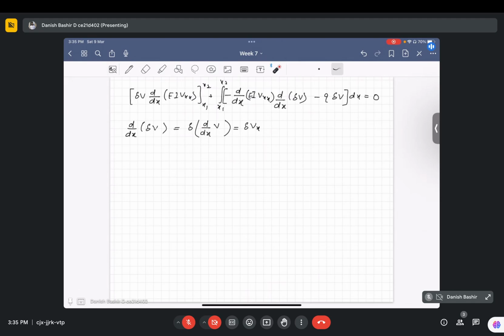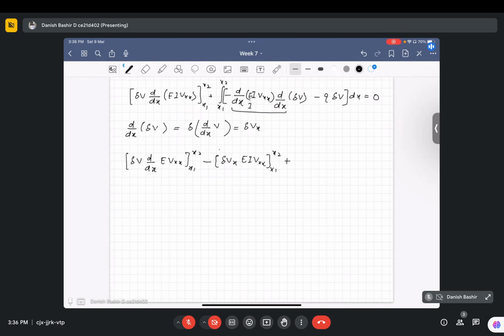If we use that, we will get the same thing back first: the variation of v times d by dx of EI vxx from x1 to x2. Then minus, this term we again have to integrate by parts. We will again integrate by parts, and we will get the variation of vx times EI vxx. We take this whole as the first term and this whole as the second term, so first we integrated EI vxx from x1 to x2.